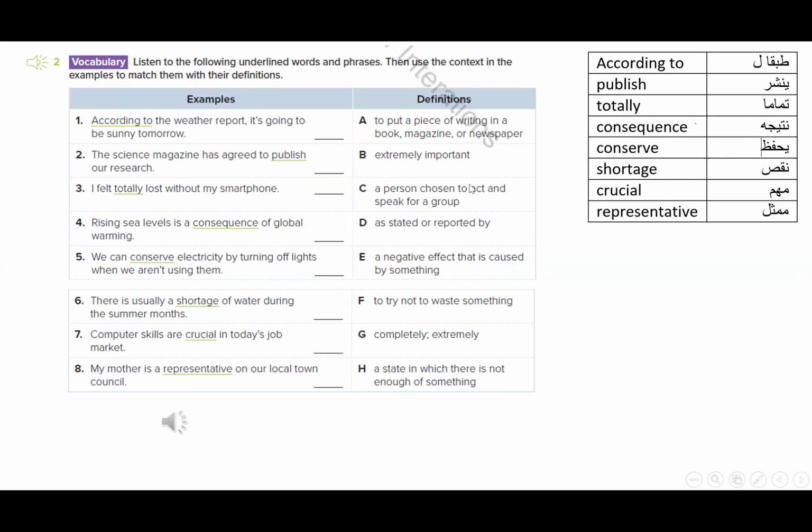Here there are some vocabulary in the table. Let's listen to them.